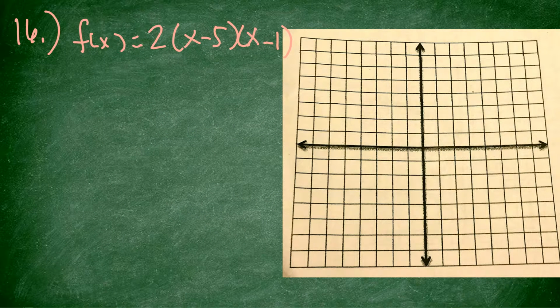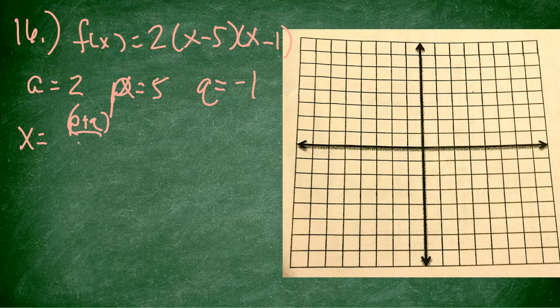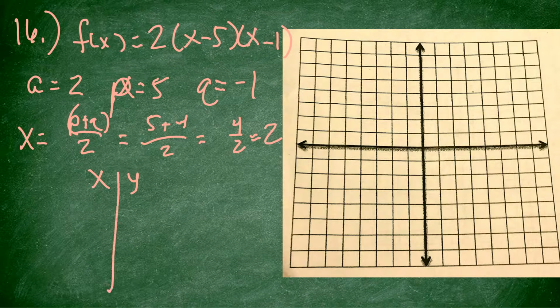Alright. I get f of x equals 2 times the quantity x minus 5, times x minus 1. Say a is 2. p is 5. And then q is negative 1. So now I say x is p plus q all over 2. So I say 5 plus negative 1 all over 2, which is 4 over 2, which is 2. So that's the middle of my XY chart. So I say XY.